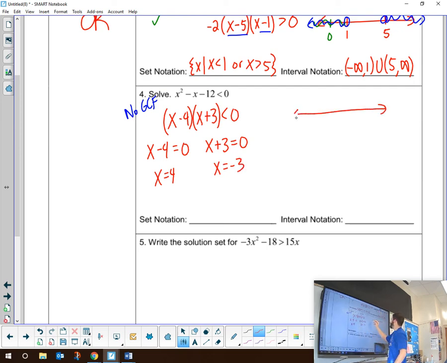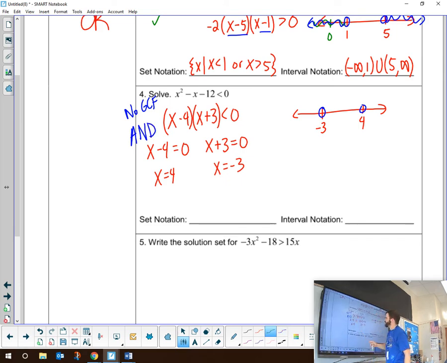On my number line here then, we're going to put a point at -3. We're going to put a point at 4. I'm going to circle both of these because it's just less than. Since it is less than, this is probably going to be an and problem, right? So we're probably going to come together.